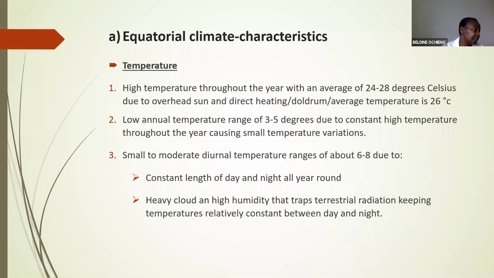The reason why there is small to moderate temperature range is, one, constant length of day and night all the year through. We don't have the solstices here. It is equinox throughout, all the year through. The length of day and night are the same. Then two, heavy cloud cover, giving us high humidity that traps terrestrial radiation, keeping temperatures relatively constant between day and night.